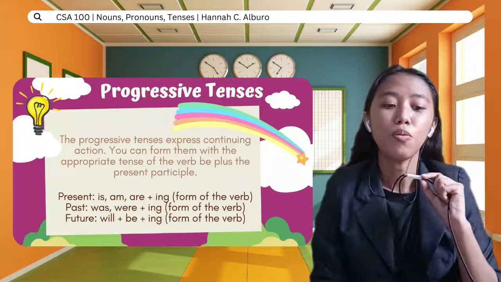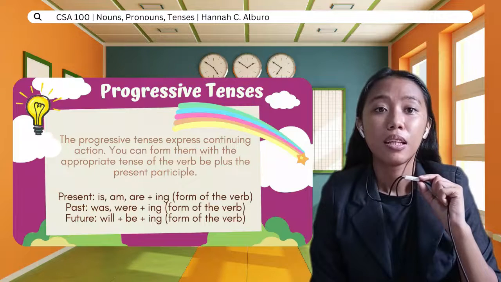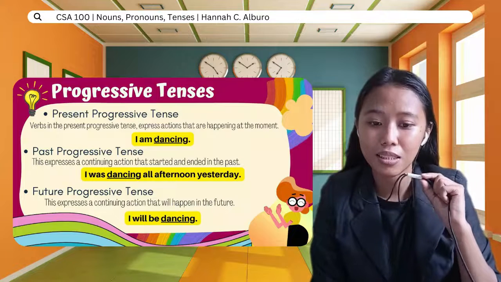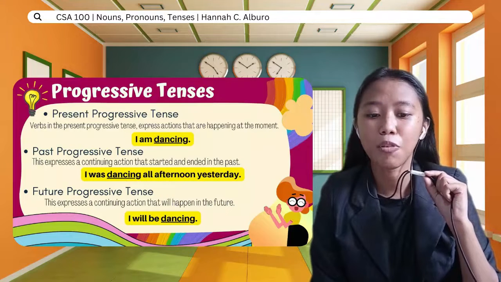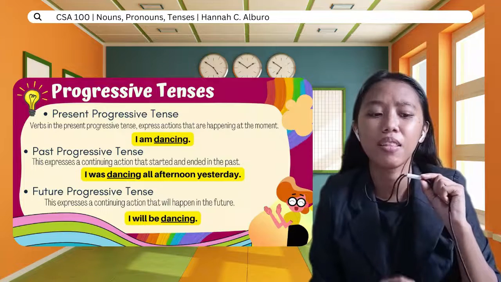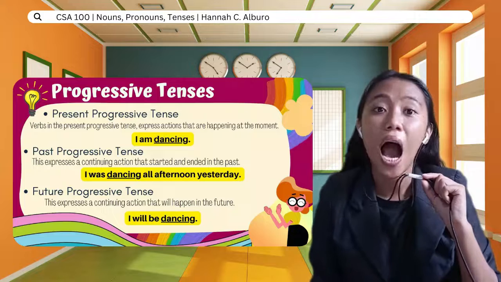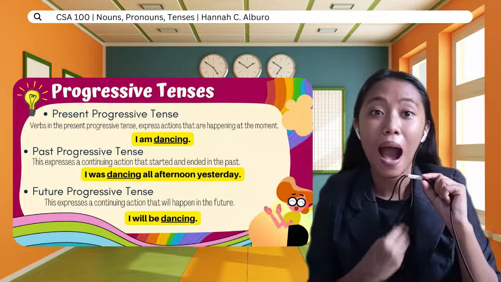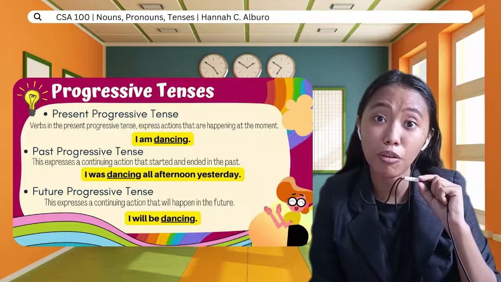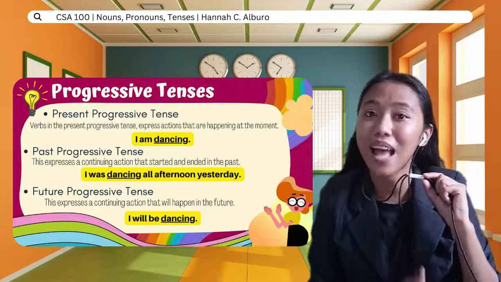Okay. Progressive tenses. Let us take a look first at the present progressive tense. Verbs in the present progressive tense express actions that are happening at the moment. Now, I, subject, am, be verb, plus the ing form of the verb, dancing. I am dancing.